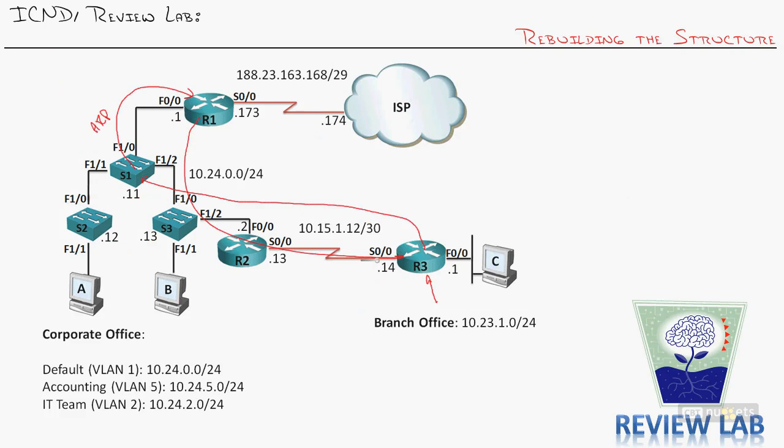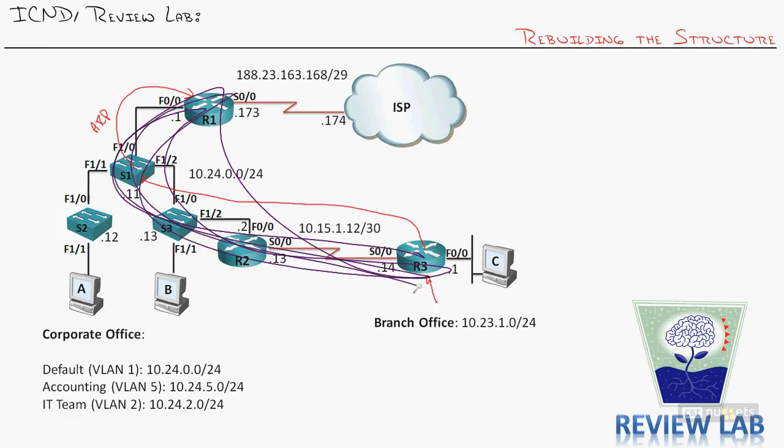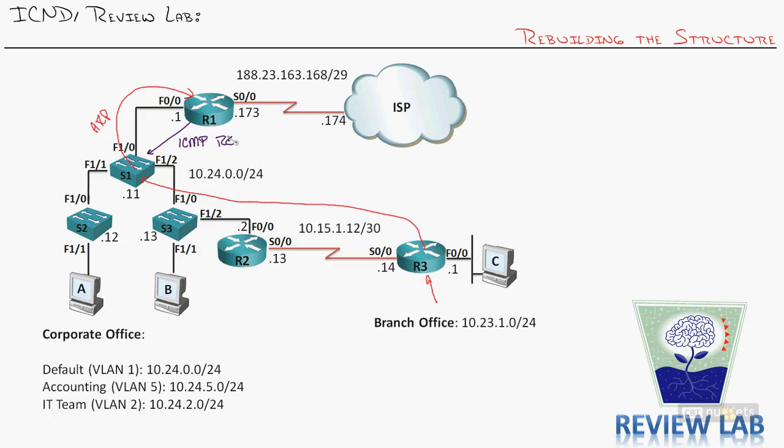Now, this packet flow is not efficient. So what router 1 is going to do is send an ICMP redirect, a redirect message, to switch 1.